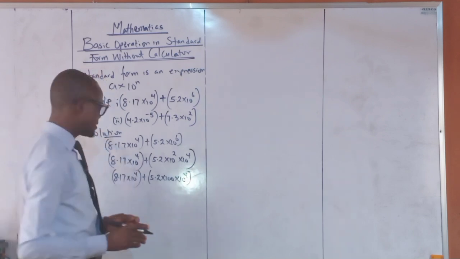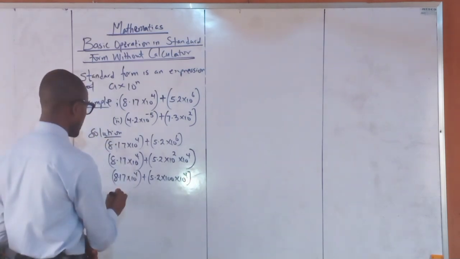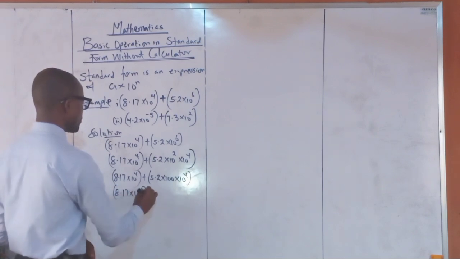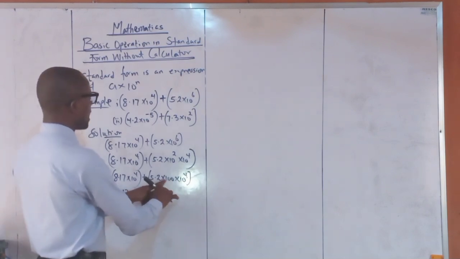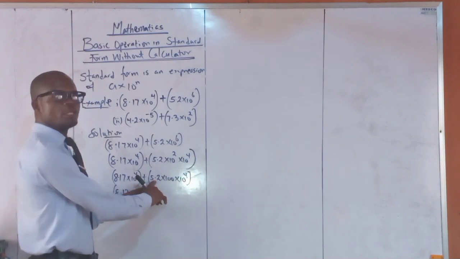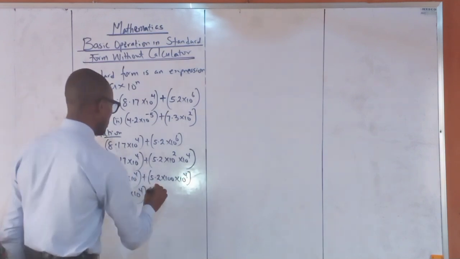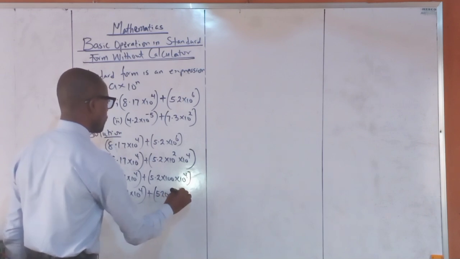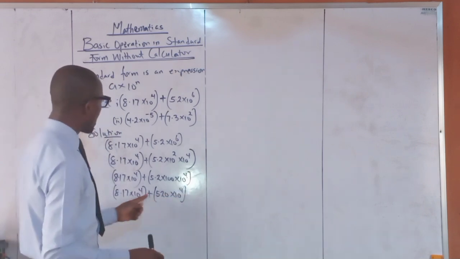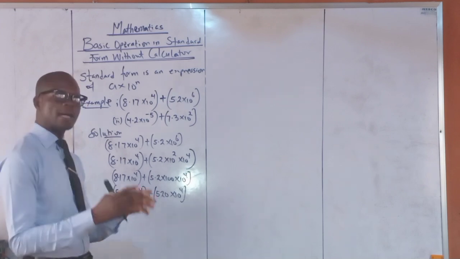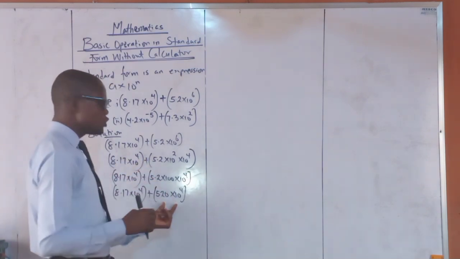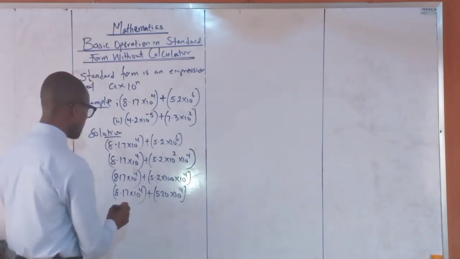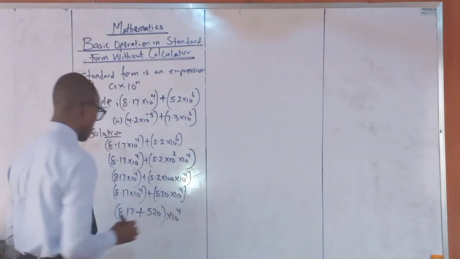I hope you are getting it. Now, let's move further. 8.17 times 10 to the power of 4 plus 100 times 5.2. That will give us 520 times 10 to the power of 4. You will discover that you have 10 to the power of 4 as a common factor to the two sides. Now, the next thing to do is to bring them together times 10 to the power of 4.